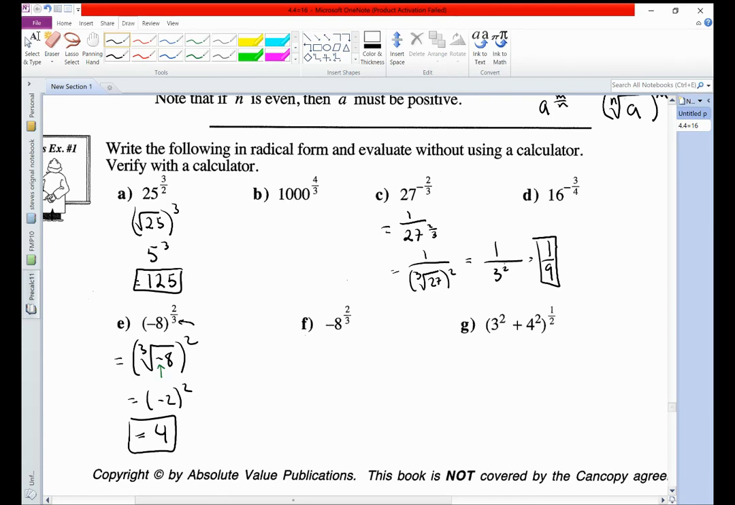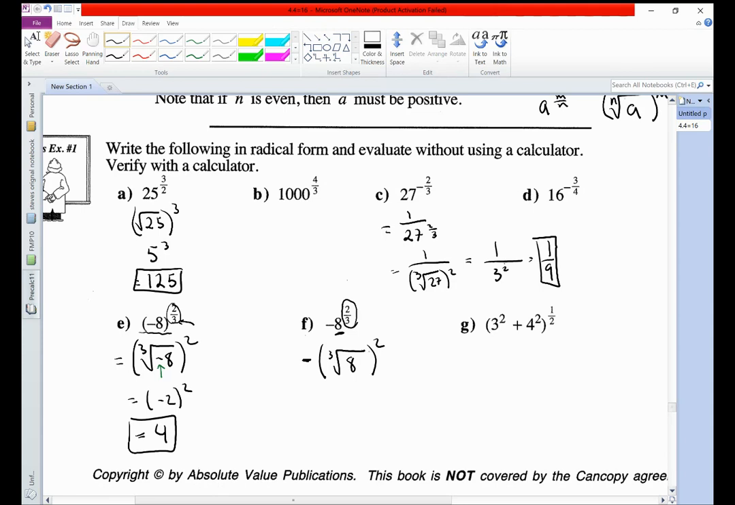In this case, you can see that negative isn't part of our base. So in the first one, the exponent here acted on this entire base because there were brackets there grabbing all of it. But in this case, this exponent only acts on the 8 as the base. So now you're going to leave the negative outside. You're going to say negative the third root of 8 all to the power of 2.